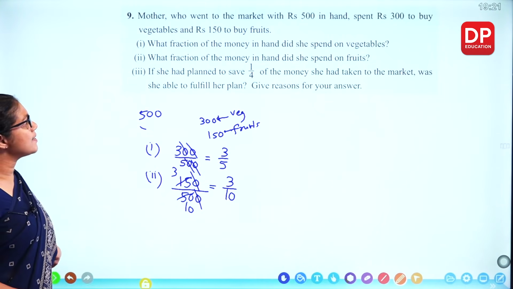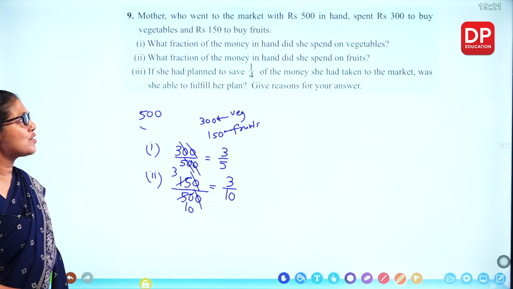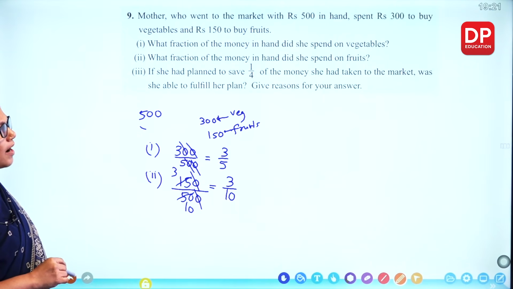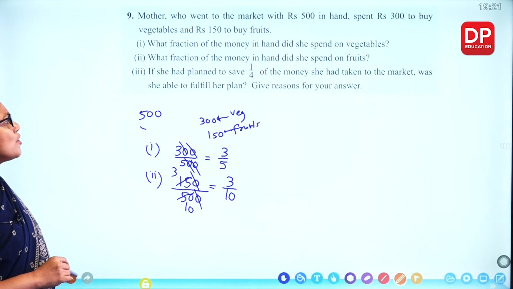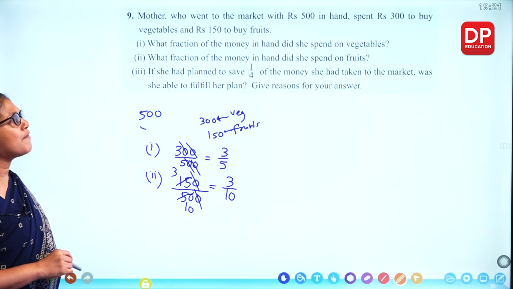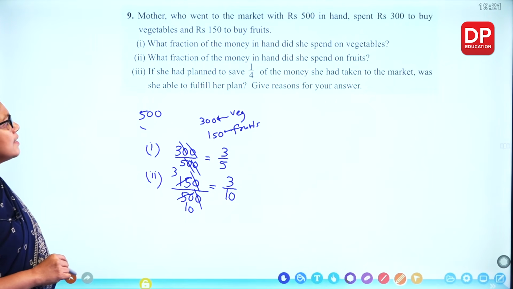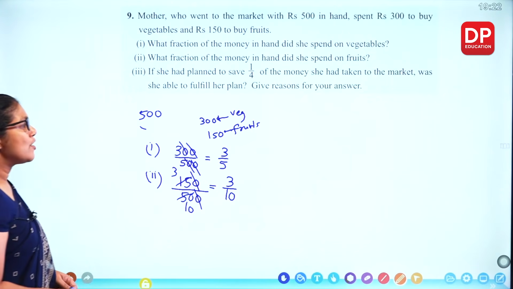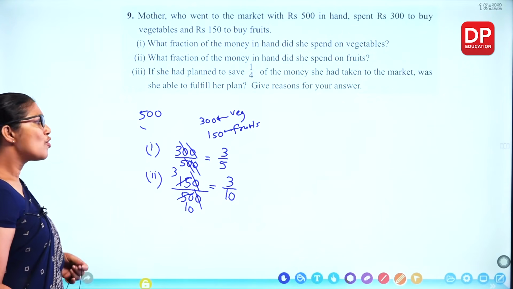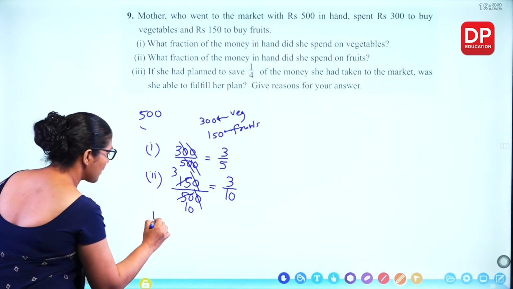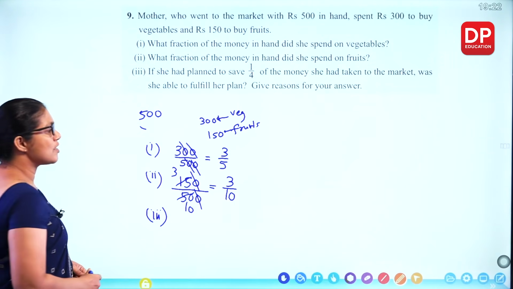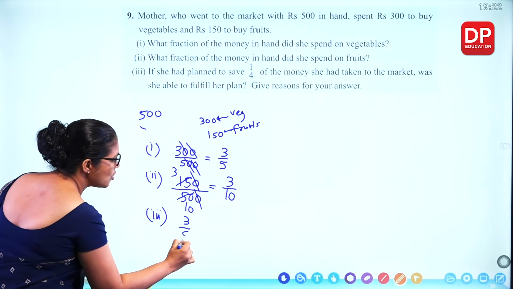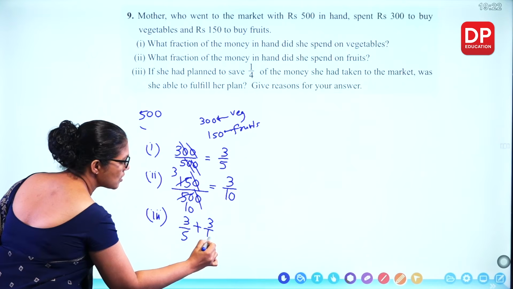Now the third part, it says, if she had planned to save 1/4 of money she had taken to the market, was she able to fulfill her plan? Give reasons for your answer. So saving money. Now these two she spent to buy vegetables and fruits. So we need to find out the total fraction that she spent. So how you find out the total fraction? So we add these two fractions.